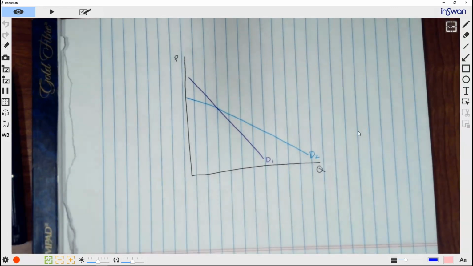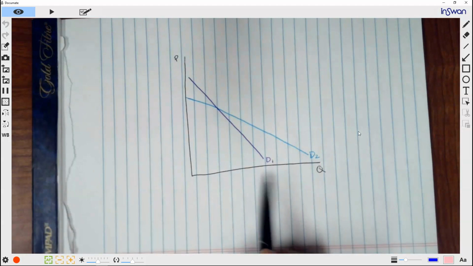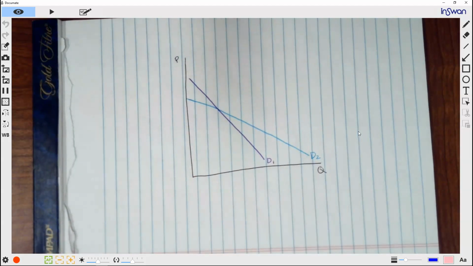So I have a purple demand curve and a blue demand curve, right? Each equally valid demand curves. They follow the law of demand. They're each downward sloping, right? But they're different. D1, the purple curve, is steeper, and D2, the blue curve, is flatter. But still, both valid demand curves.